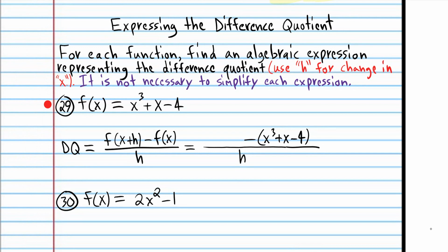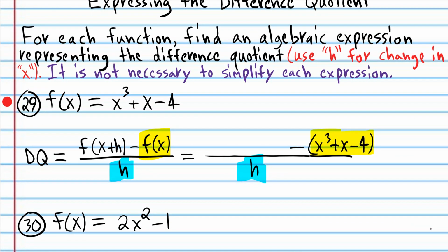So far, everything seems pretty easy. But f of x plus h is the part where students generally have some trouble. But it's really not difficult. f of x plus h is just the exact same thing that we have up here, except instead of x, we write x plus h.